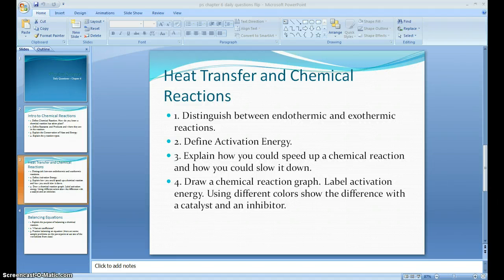Draw a chemical reaction graph. Label activation energy. Using different colors, show the difference with a catalyst and an inhibitor.